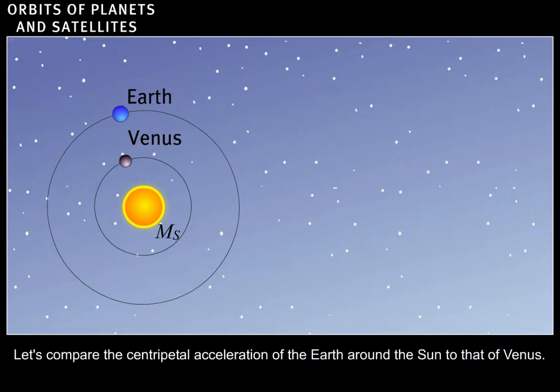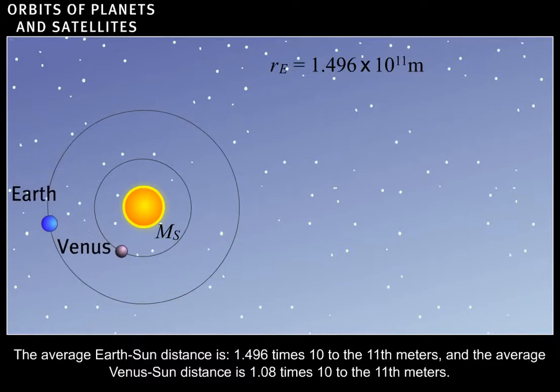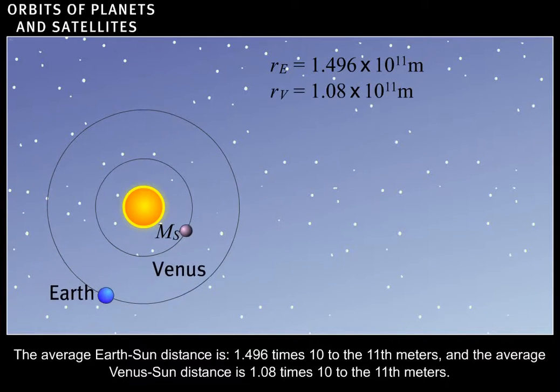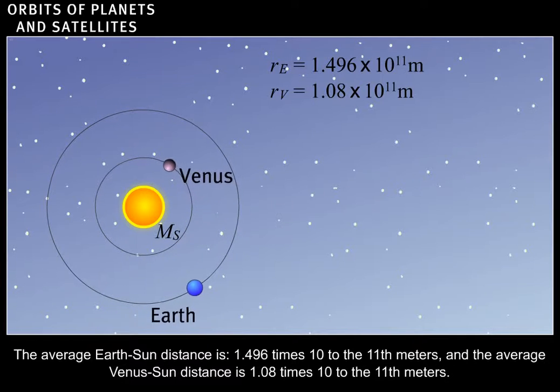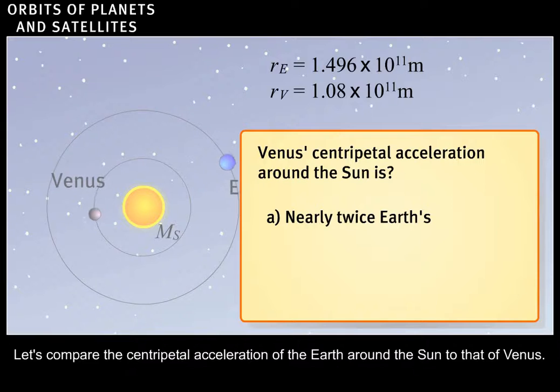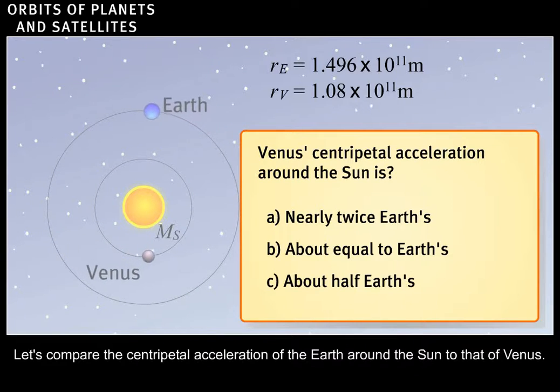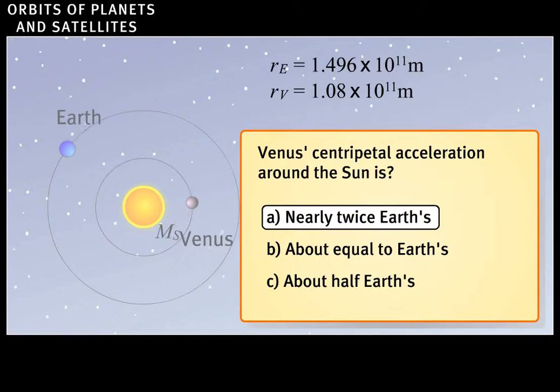Let's compare the centripetal acceleration of the Earth around the Sun to that of Venus. The average Earth-Sun distance is 1.496 times 10 to the 11th meters, and the average Venus-Sun distance is 1.08 times 10 to the 11th meters. Venus's centripetal acceleration around the Sun is A. Nearly twice Earth's, B. About equal to Earth's, C. About half Earth's. Correct.